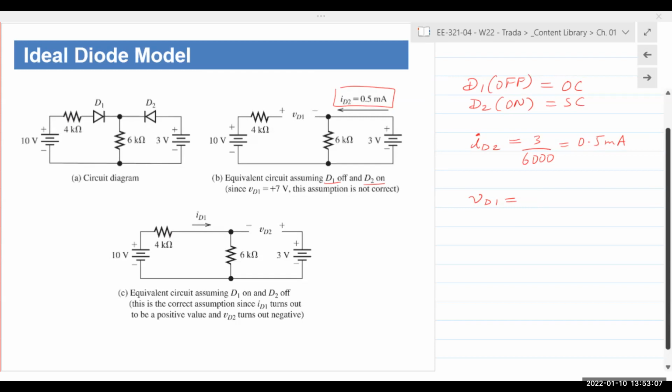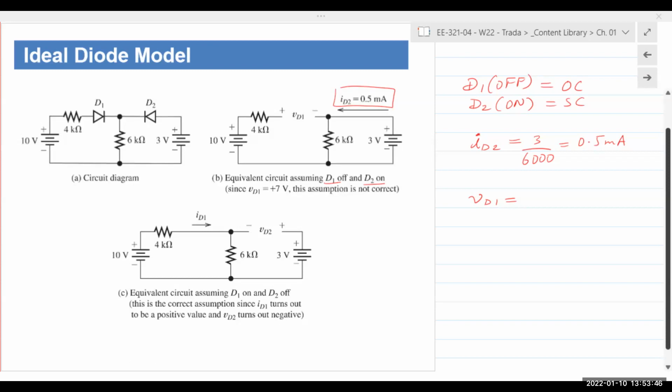Think about this. My anode is 7 volts higher than the cathode. Is my diode forward biased or reverse? If the anode is at a higher potential, then the diode is forward biased. If the cathode is at a higher potential, then the diode is reverse biased. So if my anode is at plus 7 volts with respect to the cathode, my diode is forward bias. And if it's forward bias, then my assumption is incorrect.